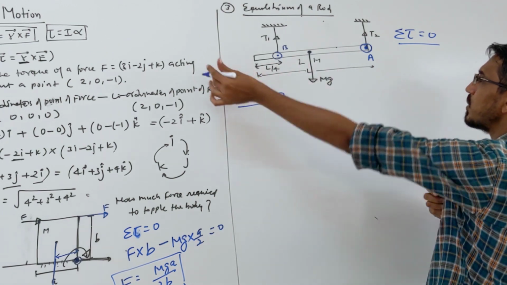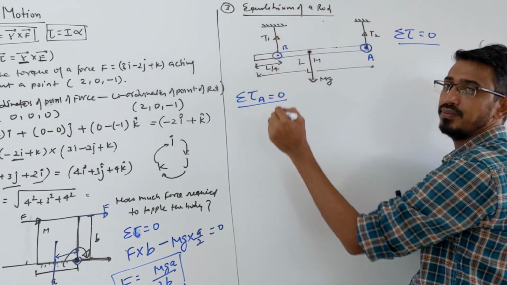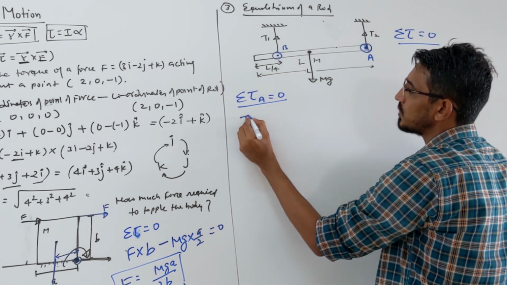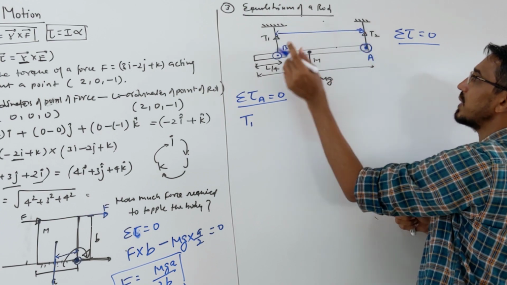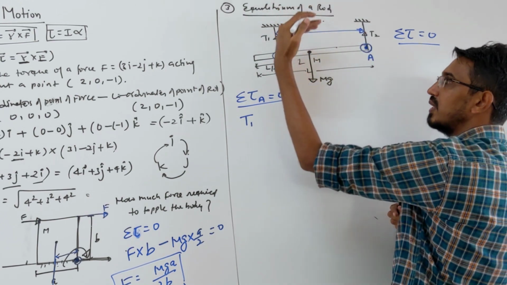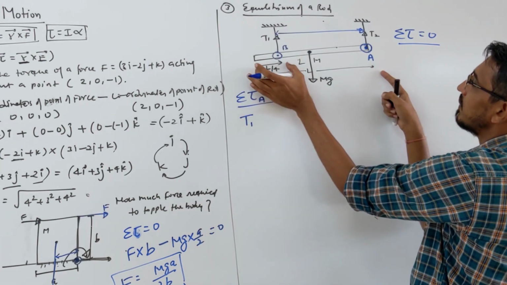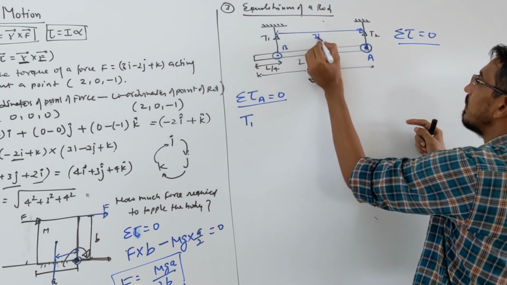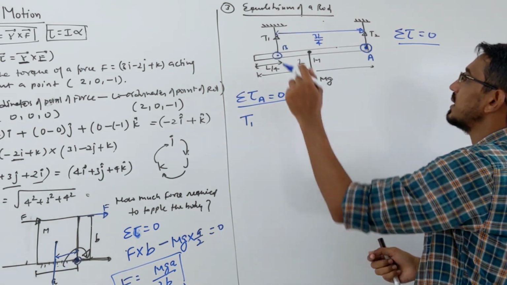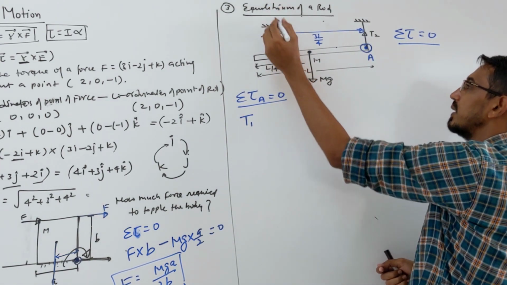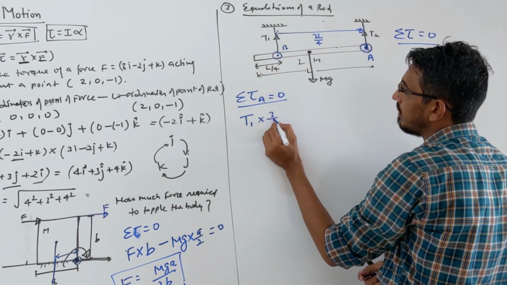Now let's write the torque due to all forces about that point. The first force is T1. The force T1 acts straight upward, and the distance is the perpendicular distance. This is given L by 4, so this distance becomes L minus L by 4, which is 3L by 4. So the torque is T1 into 3 by 4 of L.